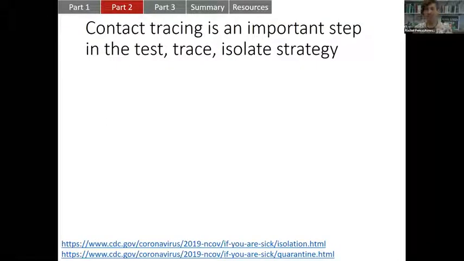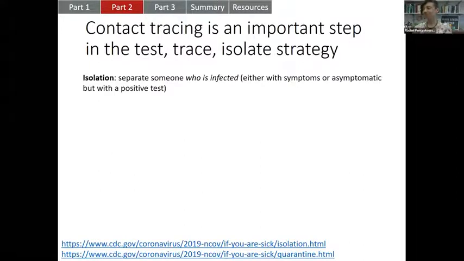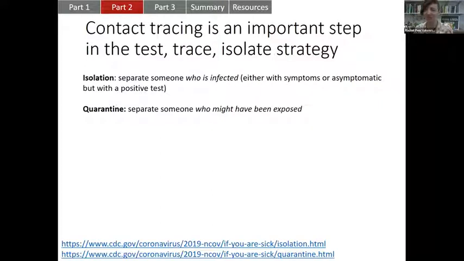One way to try to figure out how these super spreading events happen is to do contact tracing. I want to just briefly walk you through what that is. The key step for this test, trace, and isolate strategy, and you really need all 3 combined to be an effective tool for mitigating disease. Isolation is when you separate someone who is infected, whether they're symptomatic or not. Quarantine is where you separate someone who might have been exposed. That's a really important distinction in terms of what the role is, but in practice, it's kind of the same. You stay by yourself.